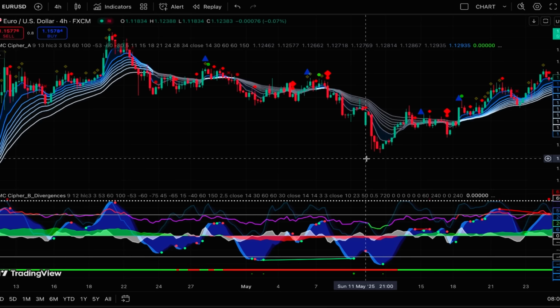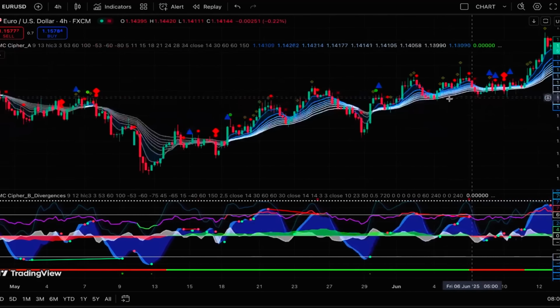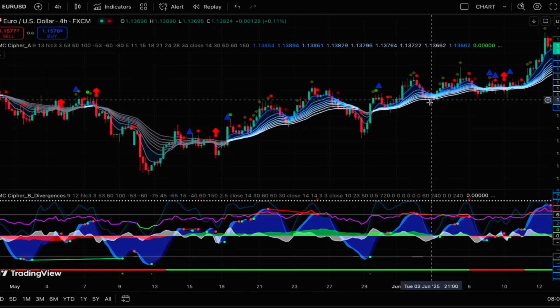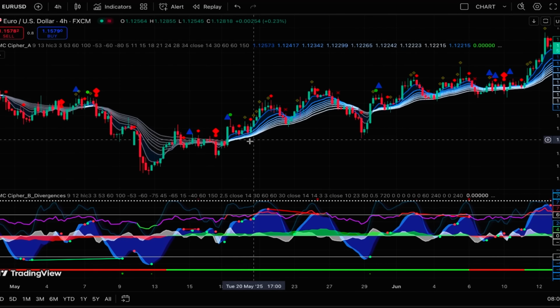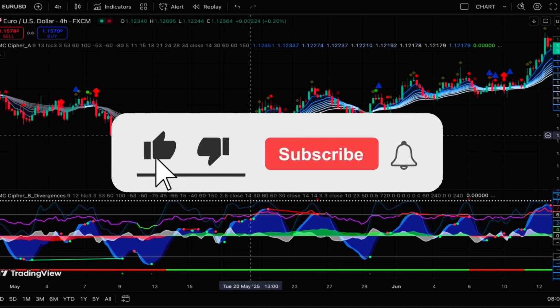So here we have a ribbon, which is a collection of moving averages, and it will help us with trend identification. And we have these signals which are based on wave trend, RSI and MFI, and they will help us with very short-term momentum changes that are happening in the market. When these two indicators are used together, they can effectively help you in your trading decisions.